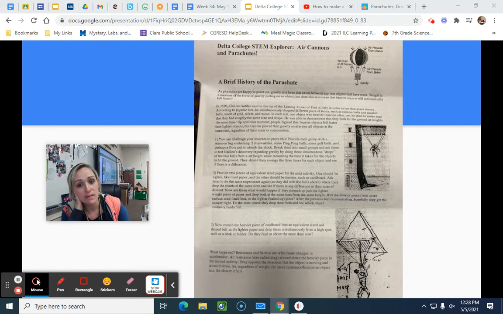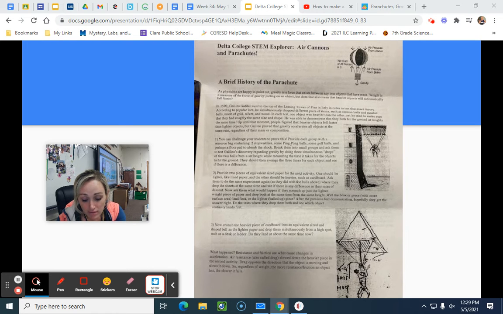So I'm going to give you a brief history. It's about parachutes, okay, because we're going to be designing some parachutes. As a physicist, I'm happy to point out gravity is a force that exists between any two objects that have mass. I know that you guys can't really read this clearly on the screen, but I'm reading it to you, so follow along as best you can so you have some background knowledge before we begin today's activity.